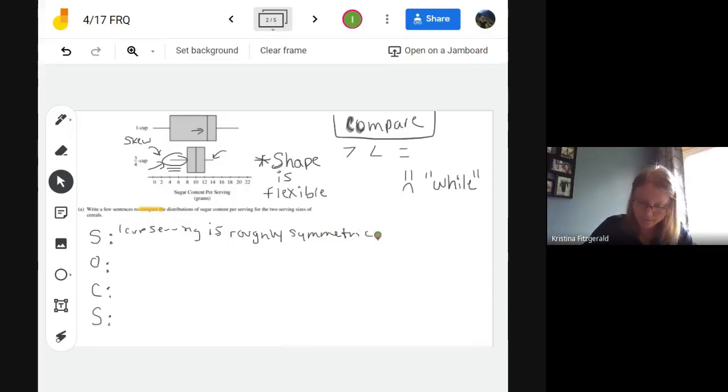So, and here you can say "while" because you're not comparing. Shape's not quantitative, it's just a descriptor. So here you can say the word "while." On the rest of them, though, you will have to compare some stuff.